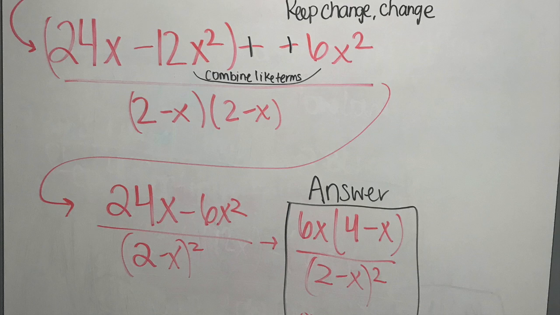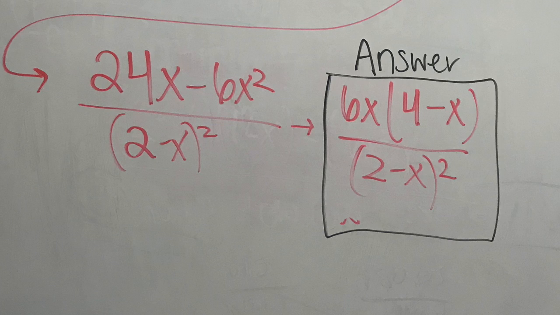Some people will allow you to stop here, but to get it to the simplest terms, you can factor out a 6x, which is within 24x and 6x squared, which will leave you 6x times the quantity of 4 minus x, all divided by 2 minus x squared. And that's your final answer.